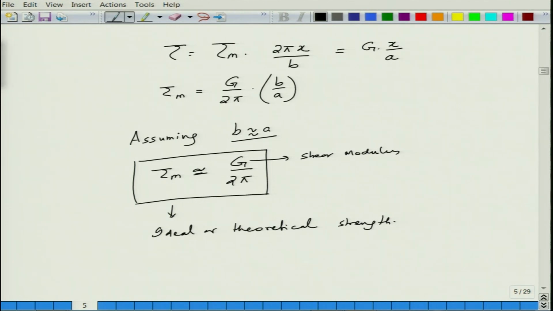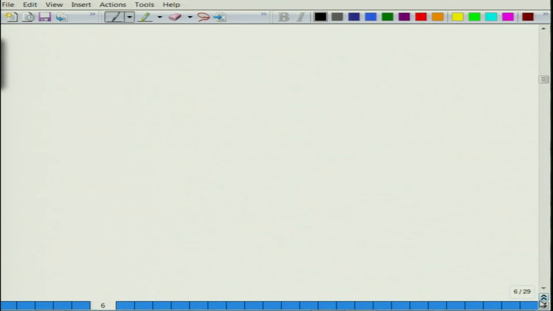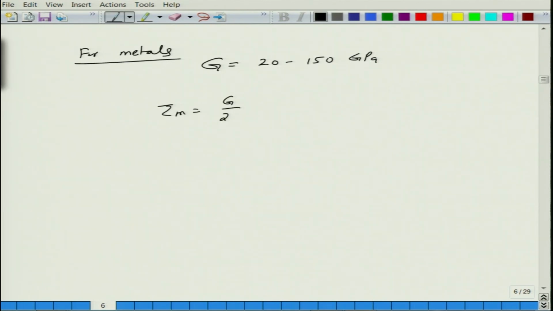Now, let us see what the value of G is for metals. G varies anywhere from 20 to 150 GPa for a lot of metals. So, since tau m is equal to G divided by 2 pi, basically we are saying, let us say this is approximately 6, so 3 to nearly 30 GPa. So, the theoretical strength is somewhere between 3 to 30 GPa.